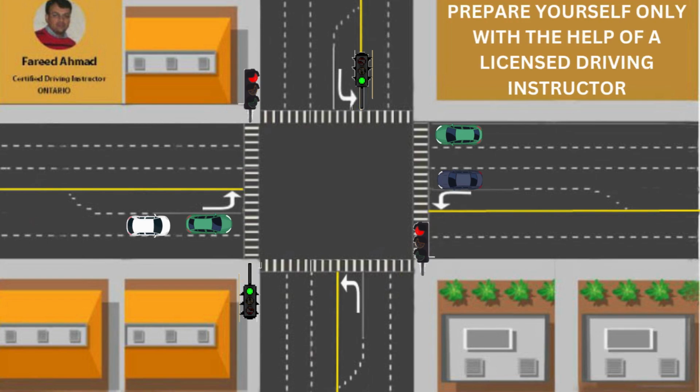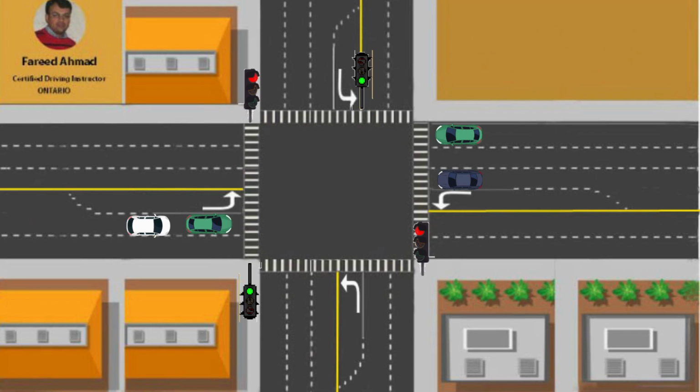Prepare yourself for the road test with the help of a driving instructor only, because a professional is someone who can do his best work when he does not feel like it.